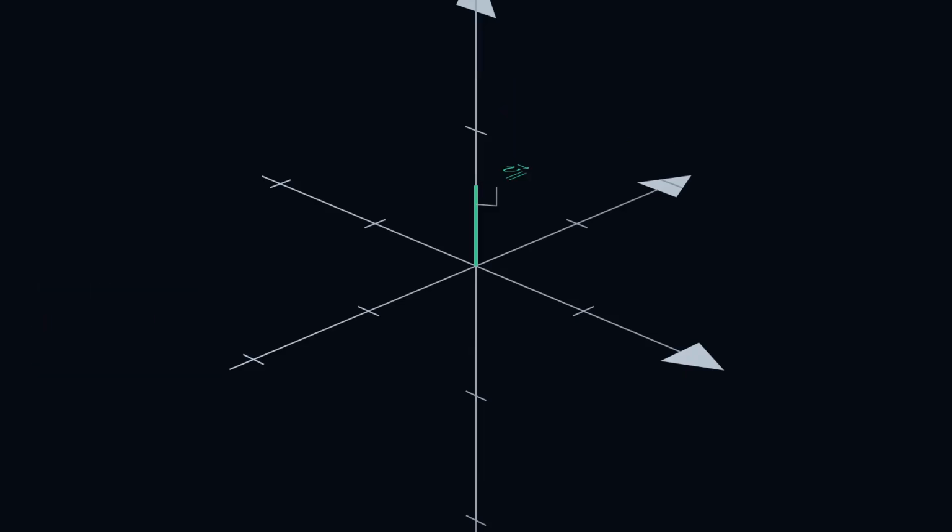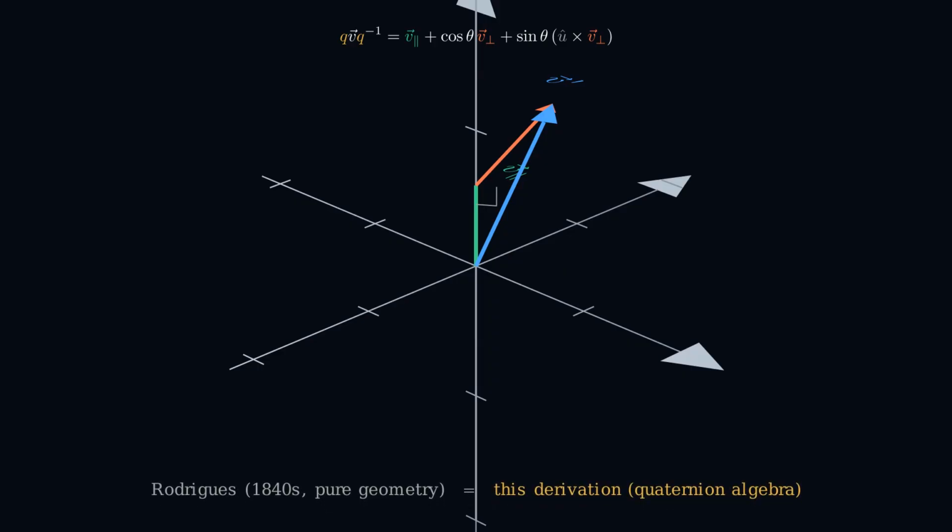Substitute phi equals theta over 2, and recombine the two pieces. QV Q inverse equals V parallel, plus cosine theta V perpendicular, plus sine theta, times U hat cross V perpendicular. This is exactly the classical Rodrigues rotation formula for rotating a vector by theta about an axis. A formula that predates Hamilton and is normally derived by pure vector geometry arguments. Reaching it here, independently, from quaternion algebra, is a genuine consistency check that nothing in this derivation was arbitrary.